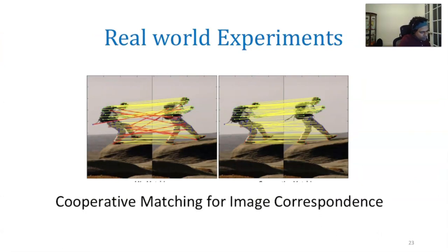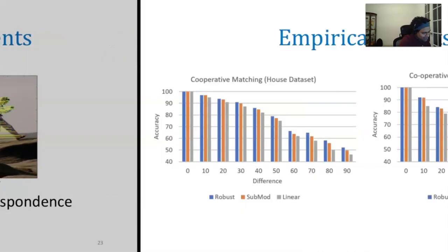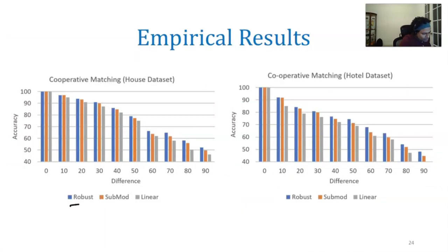Very quickly, we'll go over some real-world experiments. Here we look at cooperative matching for image correspondence. The idea of cooperation is to look at groups of pixels and model cooperation amongst groups of similar pixels. It turns out that the robust version works much better than just the submodular cost problem and the linear cost problem.